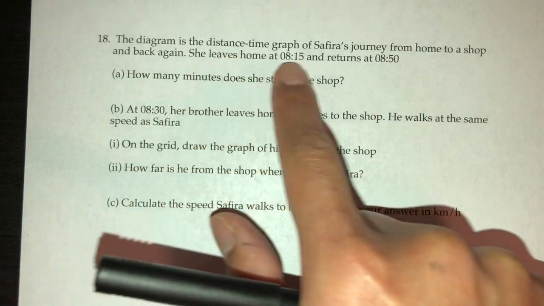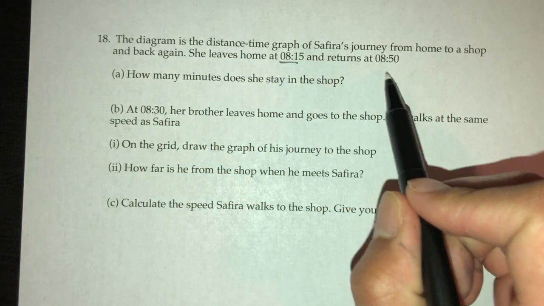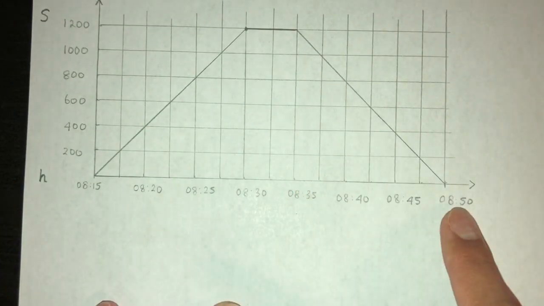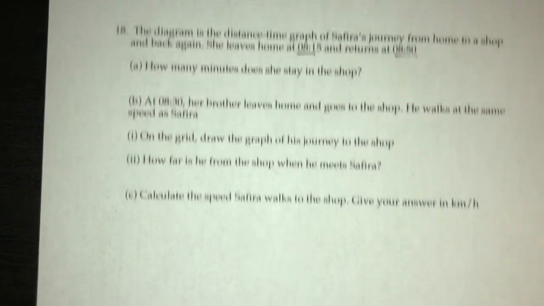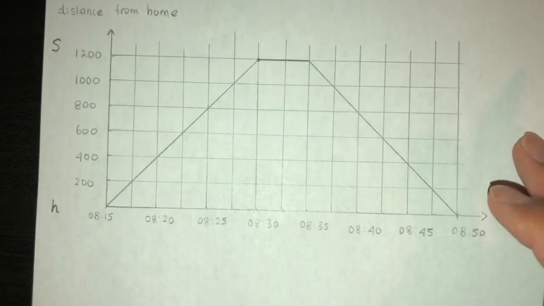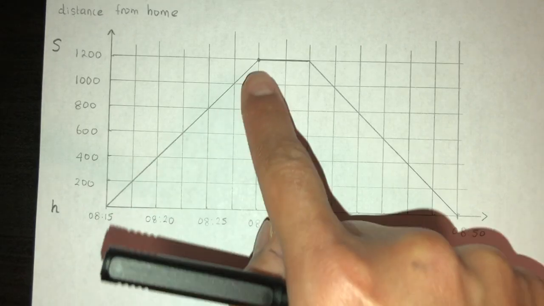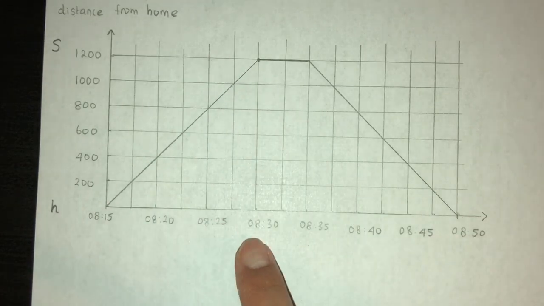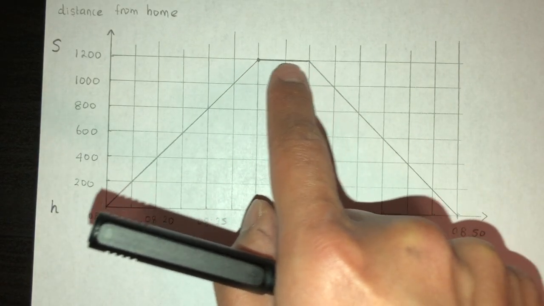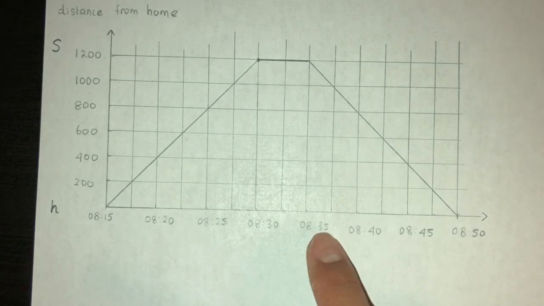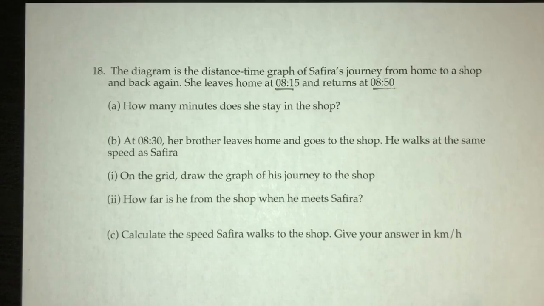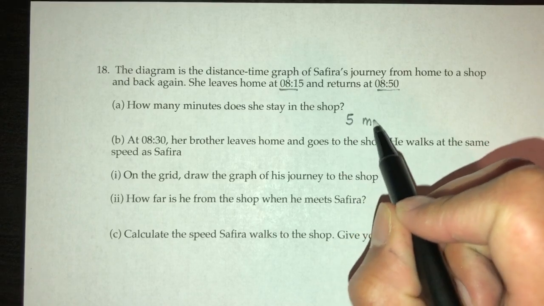Okay. She leaves home at 8:15 and returns at 8:50. So basically she leaves home at 8:15 and comes back at 8:50. Okay. Now question, how many minutes does she stay in the shop? So let's see. So she leaves home and she arrives here at the shop, which is 8:30, and she leaves here. As you can see here, there's no movement, it stays the same, which means she's in the shop. Now she leaves at this time, so 35 minus 30, that is 5 minutes, right? So she stays only for 5 minutes.